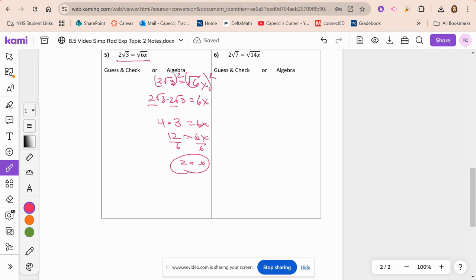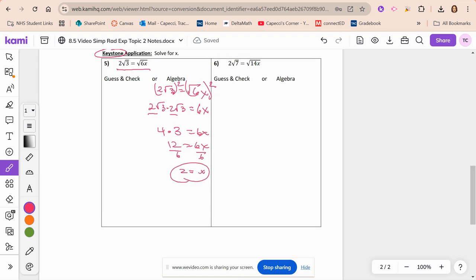Okay, let's do our next example the same way. Do it algebraically. So again, I have 2 root 7 is equal to the square root of 14x. I'm trying to find out what x is, so I need to get rid of that radical sign. To get rid of the radical sign, I square it. That gives me what I need to the first power. So again, 2 root 7 squared is that multiplied twice equals 14x.